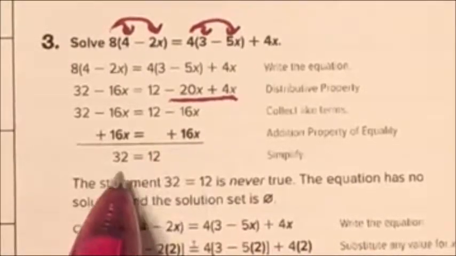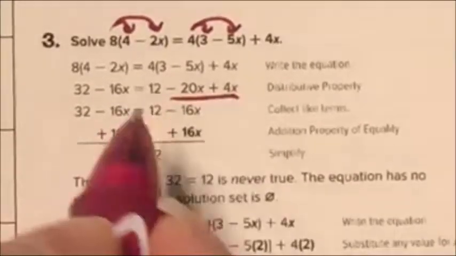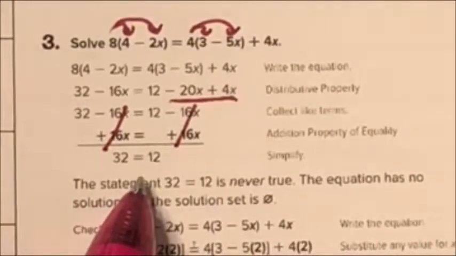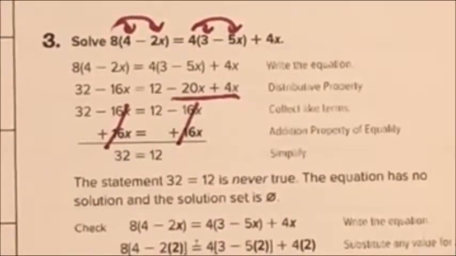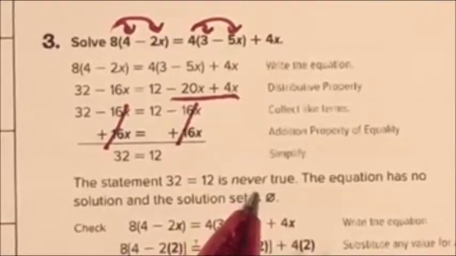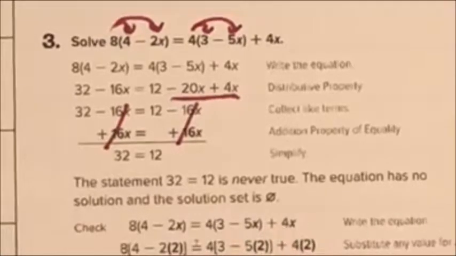Okay. Now I can add 16x to both sides. This cancels. This cancels. I'm left with 32 equals 12. 32 cannot equal 12. There's no way, in any world, that 32 will equal 12, which means this is a null set or an empty set.